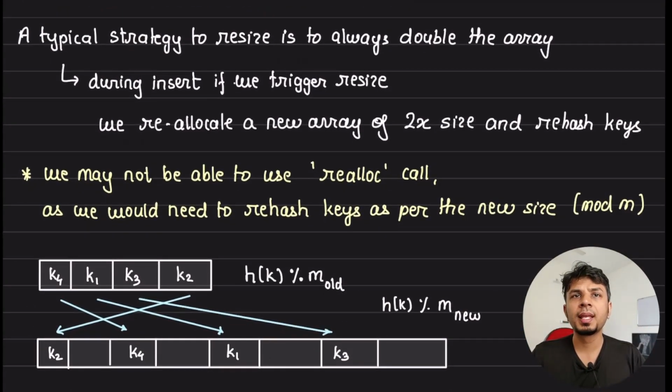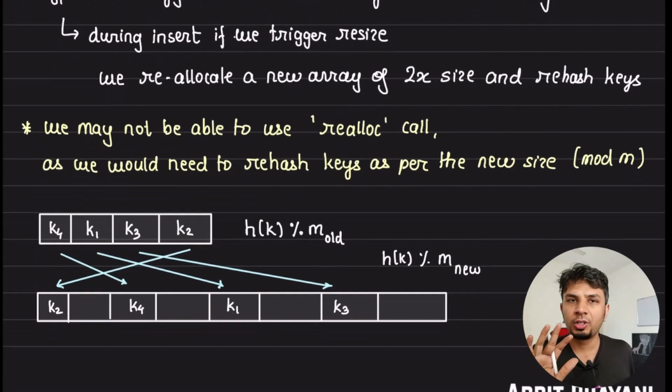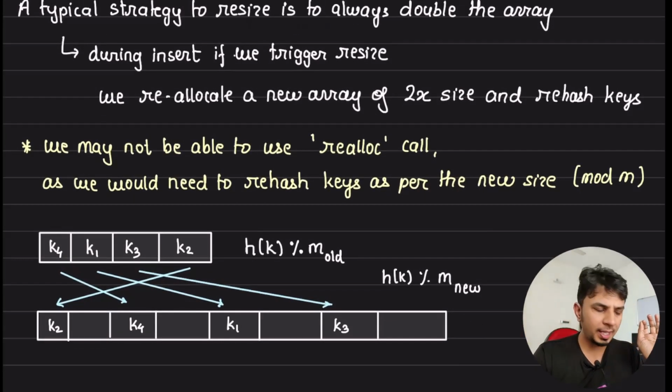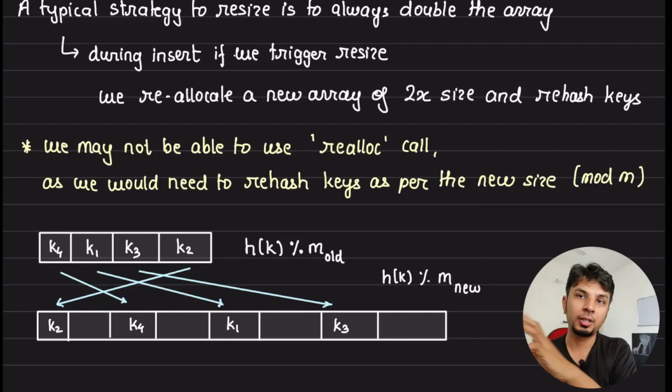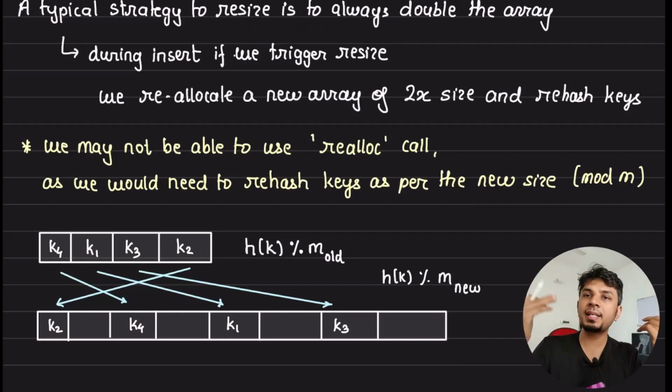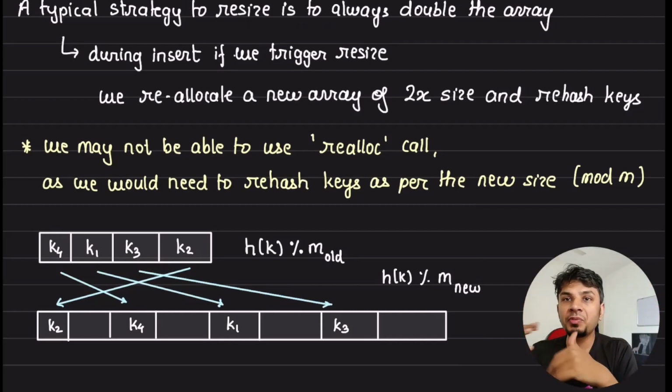So during insert, if we trigger a resize, we reallocate a new array of 2 times the size and rehash the keys. To put it really simply, let's say I have an array of size 4 which holds keys K4, K1, K3 and K2 in this order. My hash function, through which I'm deciding which key goes where, is h of k mod m old. Here m old is the old size of the array, which is 4. Now let's say I'm resizing it to 8. Then my hash function would change to h of k mod 8.